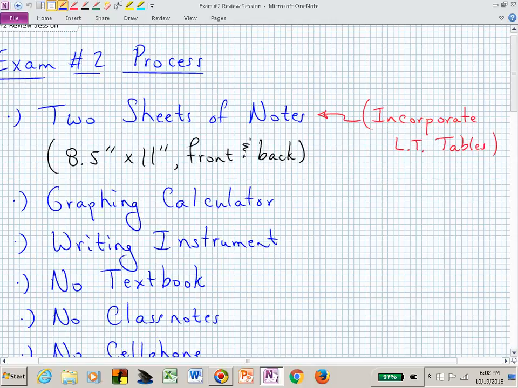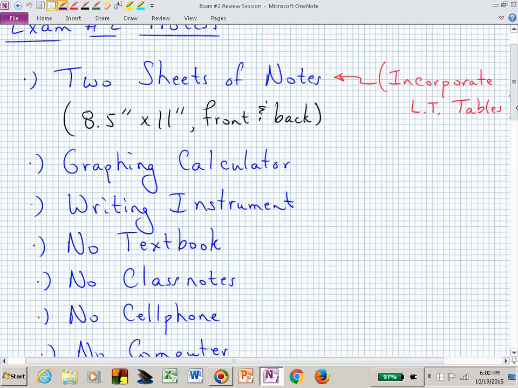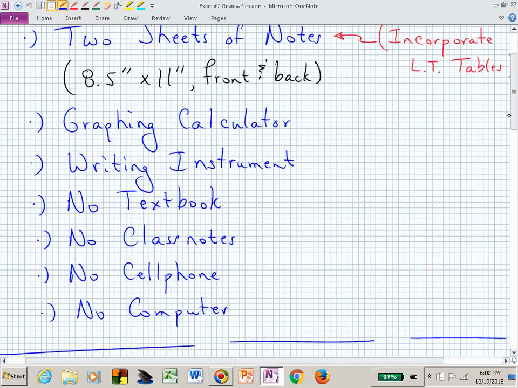Is that clear? You can bring a graphing calculator even if it's brand new. Something to write with, obviously, but there's no textbook, no cell phone, no class notes, and no computer. That should be clear from the past.